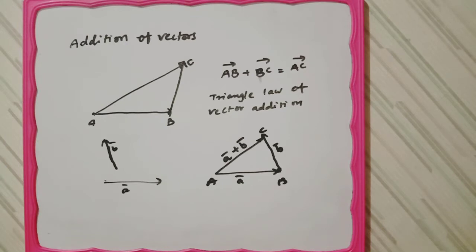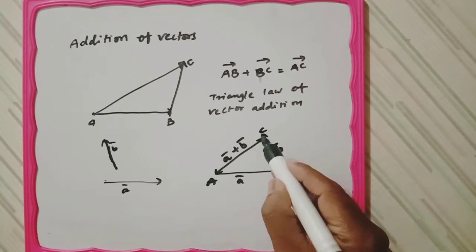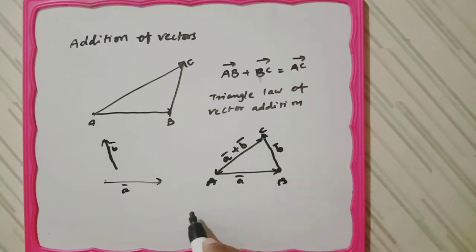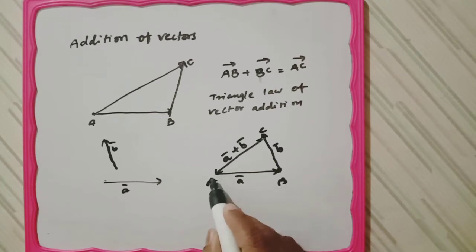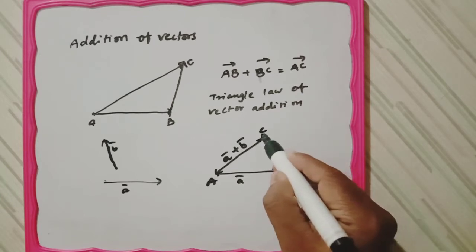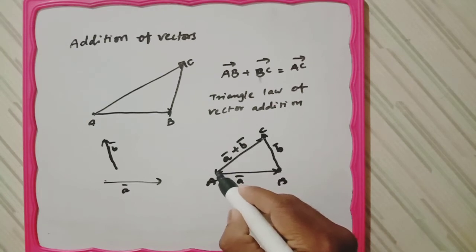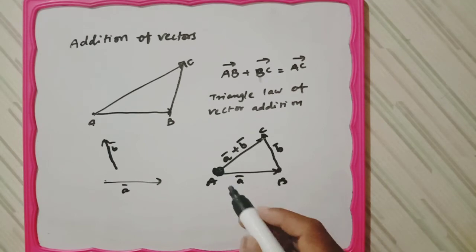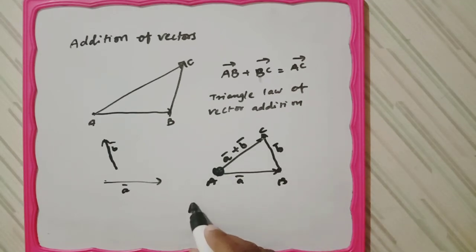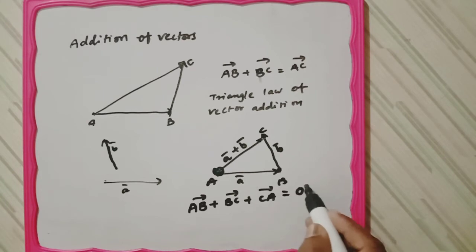Now, if we take C as the initial point of vector AC, and A is the terminal point, then vector AB starts from A and ends at B, vector BC starts from B and ends at C, and vector CA starts from C and ends at A. So we can see that we started from A and ended at A, so the total displacement is 0, and so we can write that vector AB plus BC plus CA is equal to 0.